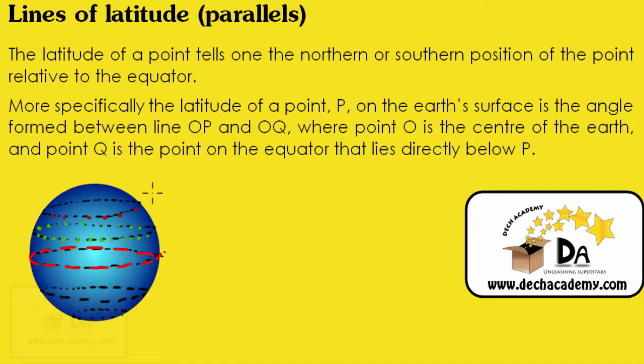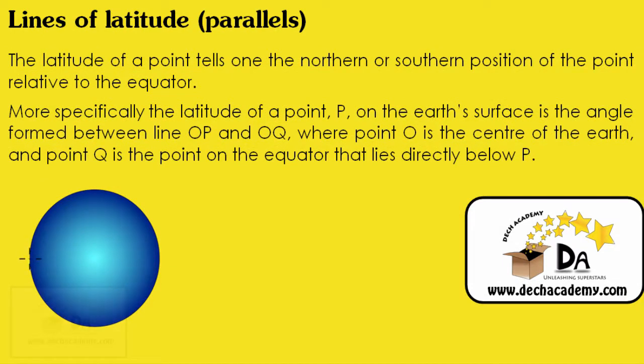And when we go on to lines of longitude, you see how that helps us to pinpoint exactly a location on the Earth's surface. But moving on, more specifically, the latitude of a point P on the Earth's surface is the angle formed between the line OP and OQ, where point O is the center of the Earth and point Q is the point on the equator that lies directly below P. What does that mean? I'll just show you.